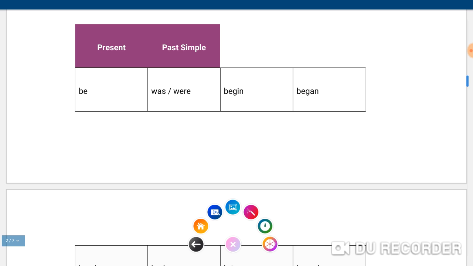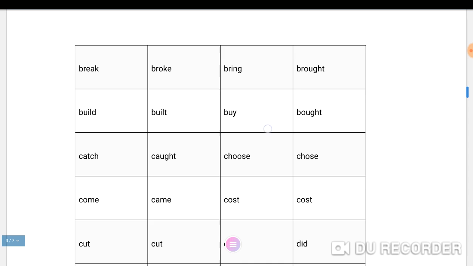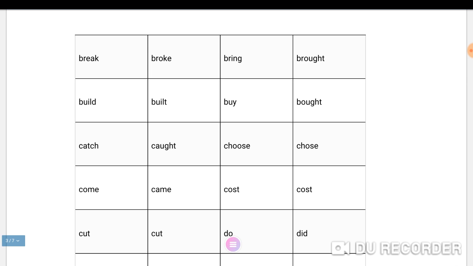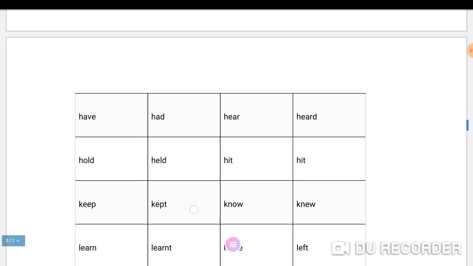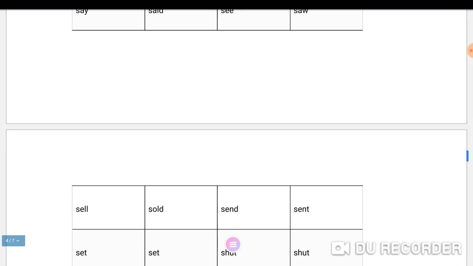Began, began. Break, broke, bring, brought. Build, built. Buy, bought. Catch, caught. Choose, chose. Come, came. Cost, cost. Cut, cut. Do, did. And they are a lot. I can't read them all because the time will not be enough for reading all of them.